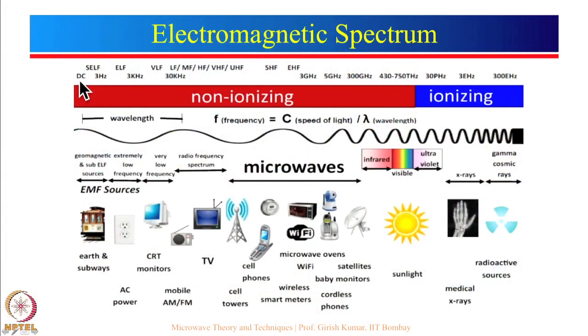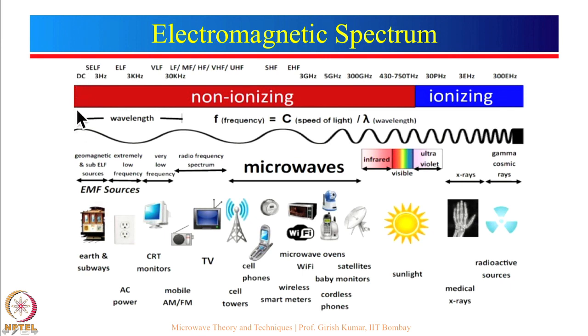So now what is the electromagnetic spectrum? What are we really looking at? The electromagnetic spectrum, as you can see from here, starts from DC, 3 kilohertz, and all the way it goes to several terahertz also. Okay. So now let us look at the application point of view.